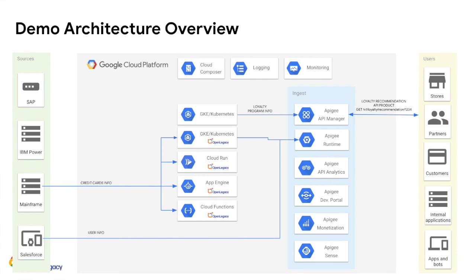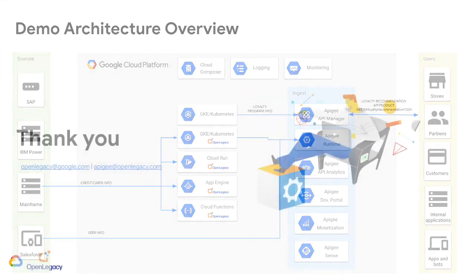Now, let's focus a bit more on the infrastructure. We have our backends and expose it with OpenLegacy. Then we integrate them with Apigee and extend the other services such as Salesforce to create an API product called the loyalty product. We will expose it in the developer portal and let the magic happen.